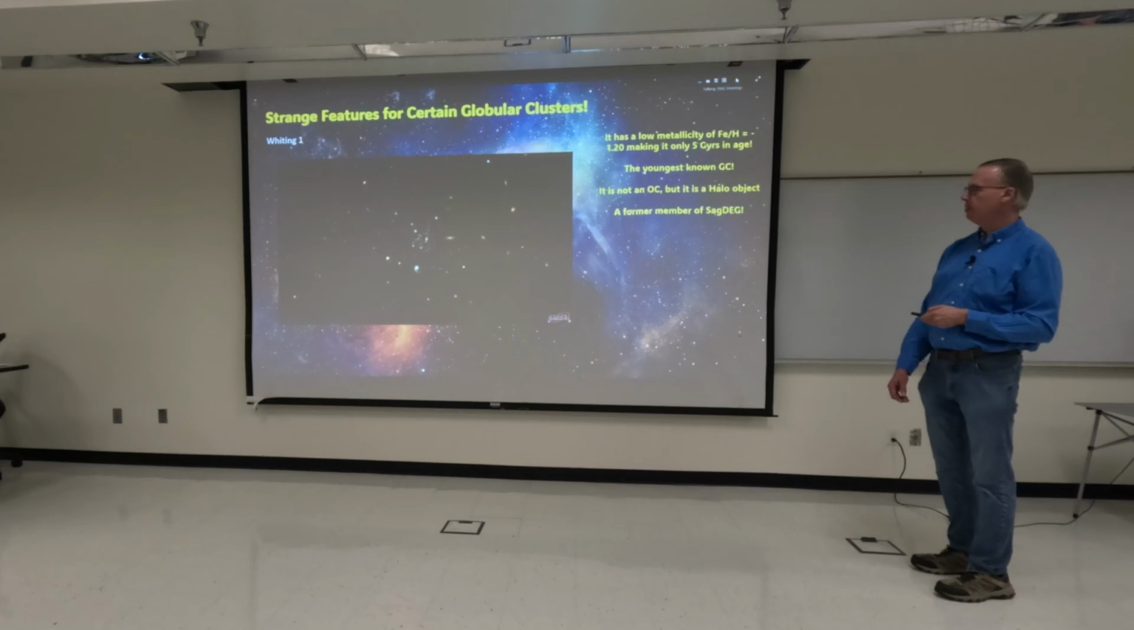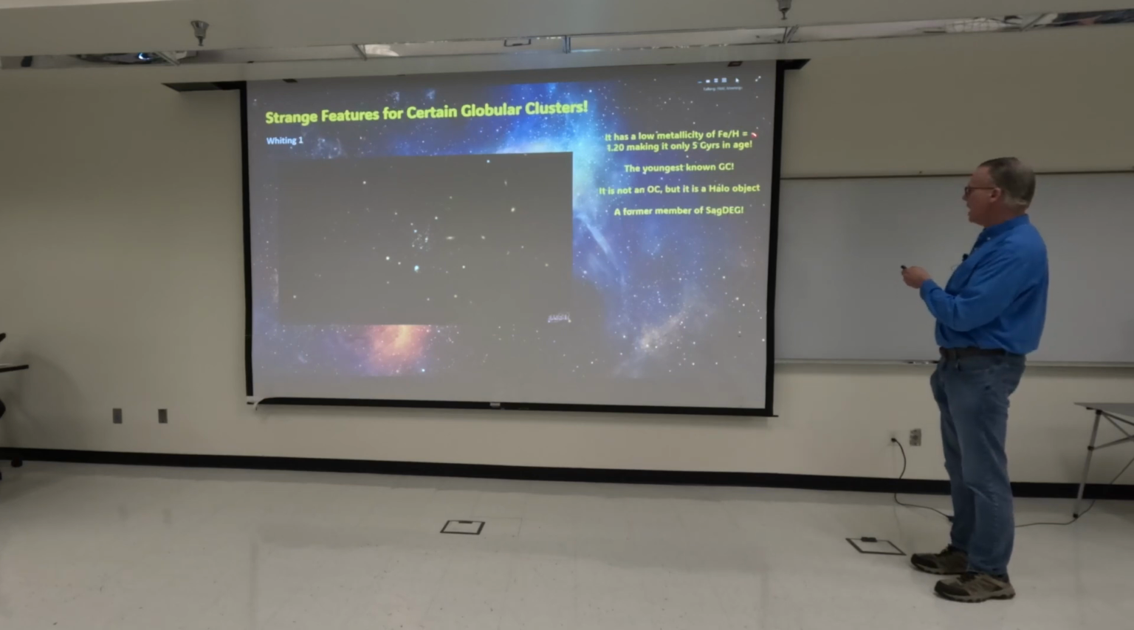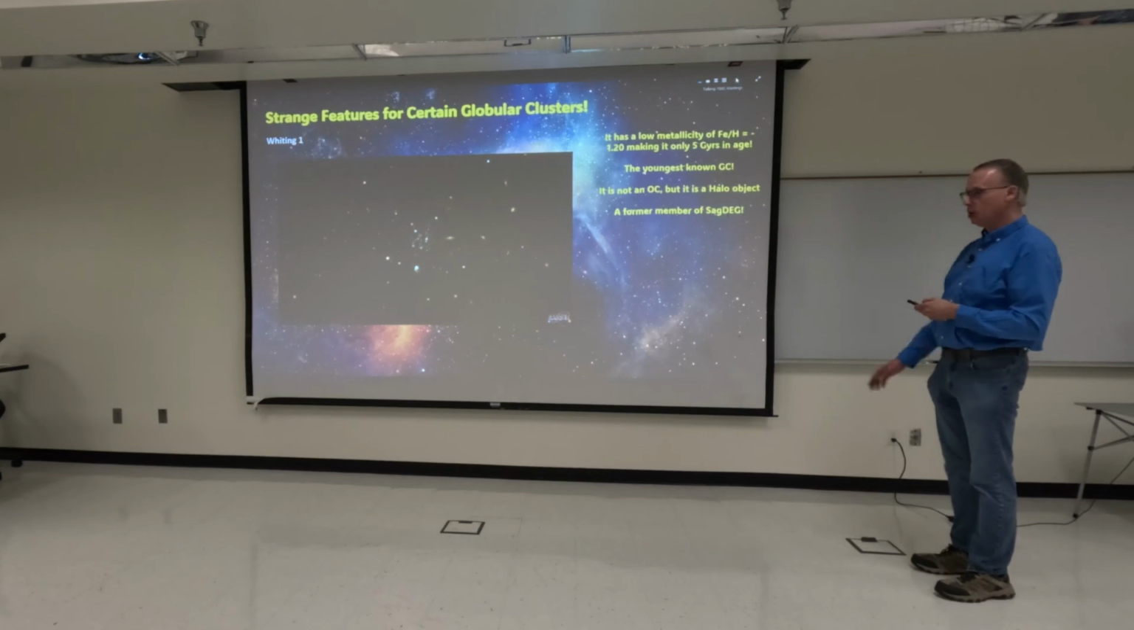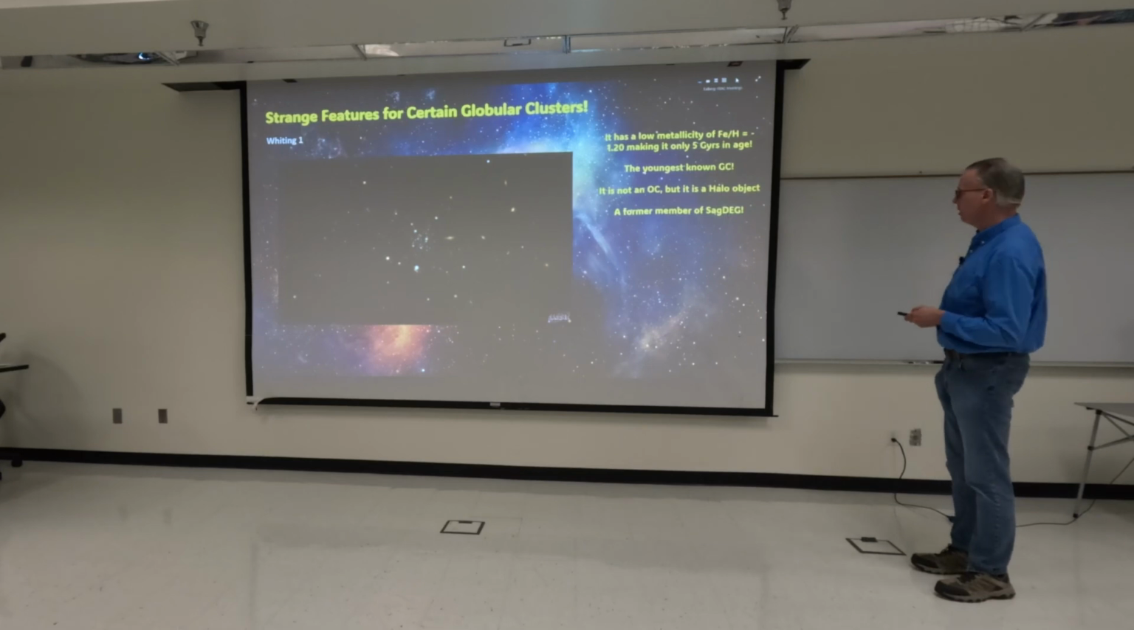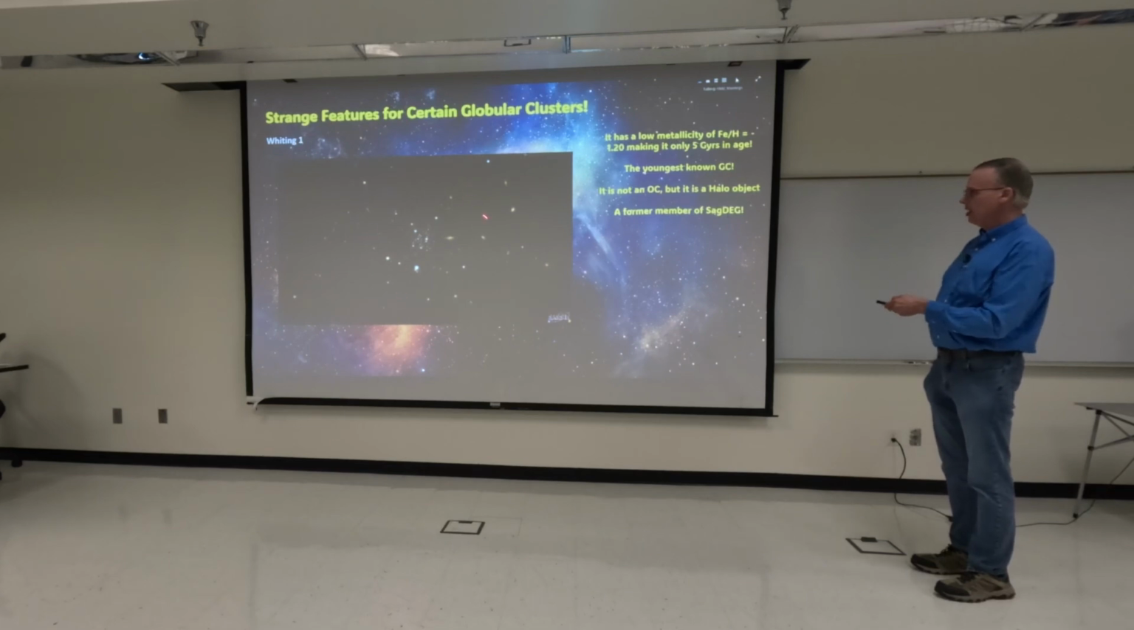It has very low metals, and it's only 5 gigayears in age. So that means it has almost no metals in the stars. They're mostly just balls of hydrogen and helium. And no, these are not going to be those Population III stars. It's considered to be the youngest known globular cluster. It's not an open cluster, but it is a halo object and has all of the spectral features for stars and the behavior of the stars inside that we would expect for a globular cluster.